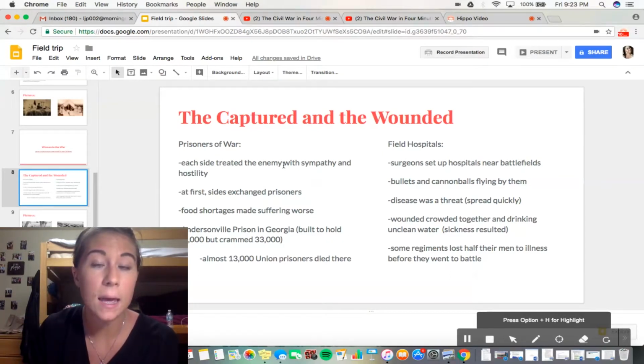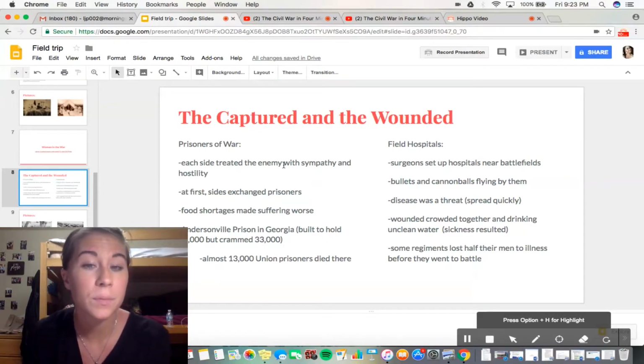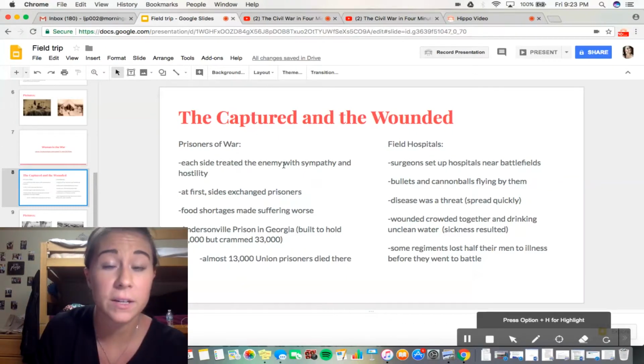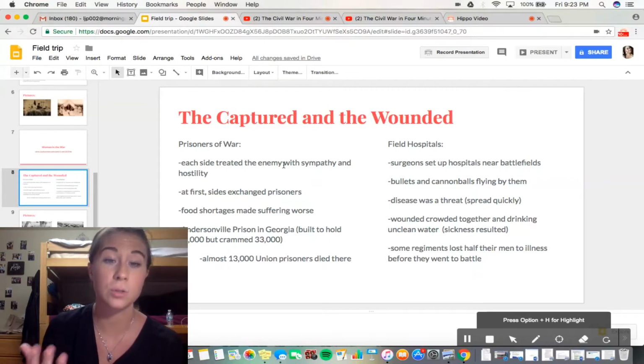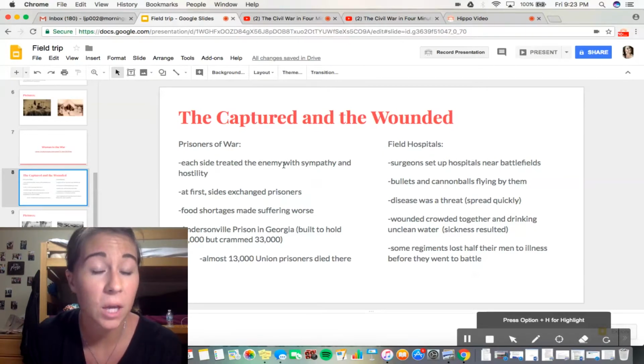Andersonville is a very famous prison camp, and it was in Georgia. This place was built to hold 10,000 captured soldiers, but they ended up cramming 33,000 soldiers in it.